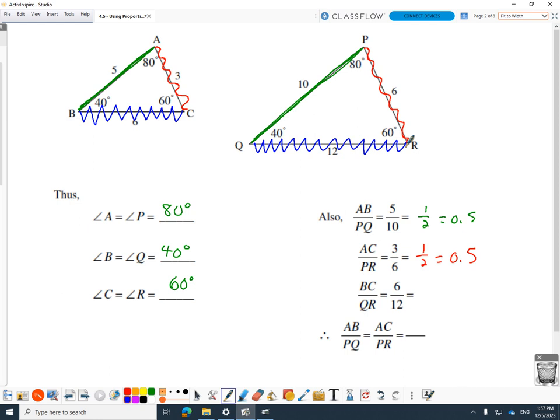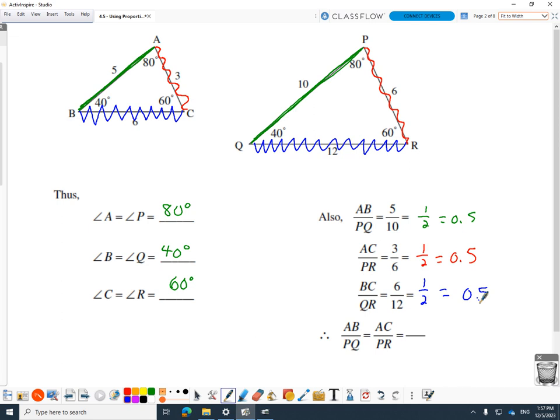So BC matches up with QR, 6 over 12. What do you suppose 6 over 12 is? 1/2. And as a decimal? What's that? 0.5. That is the big idea of similar triangles.